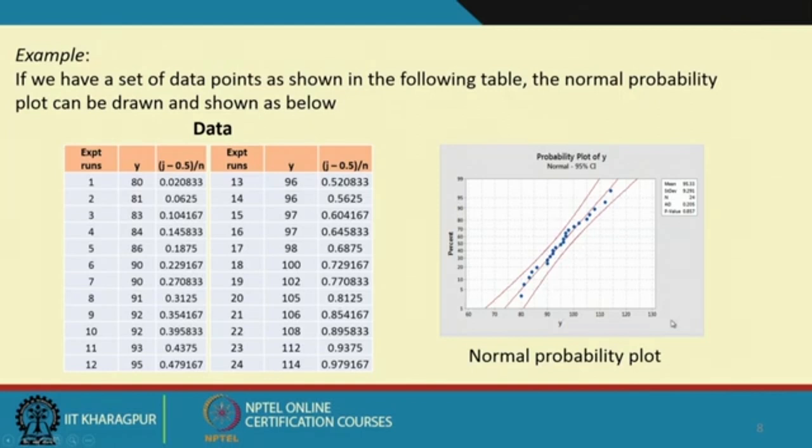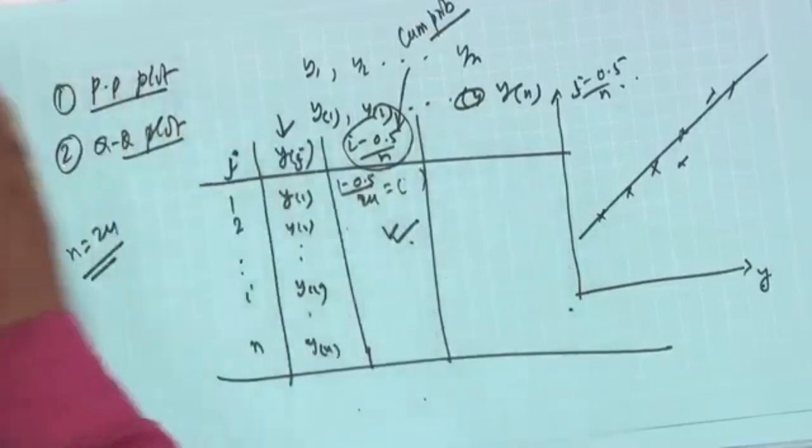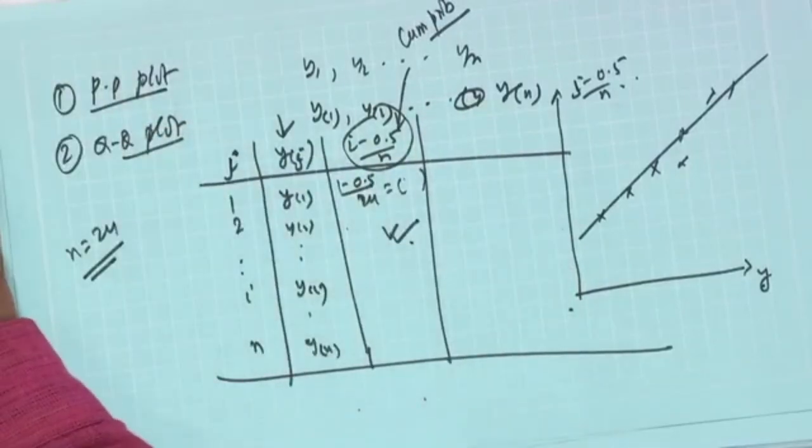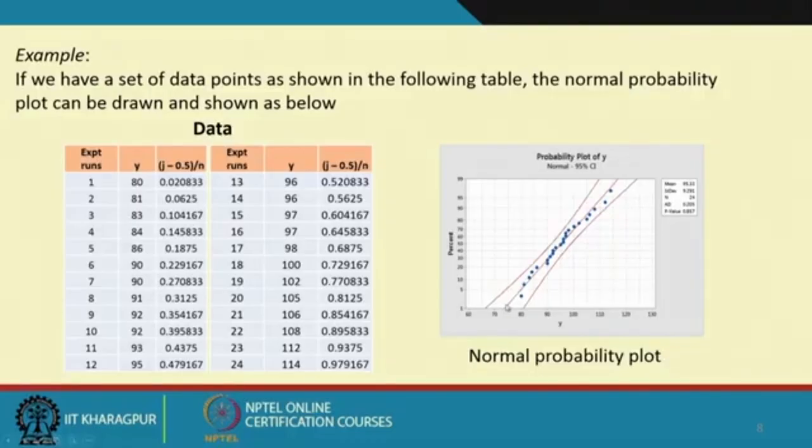This is a normal probability plot; that normal probability paper you have to use. This side is the percentage, which is nothing but i minus 0.5 by n, or j minus 0.5 by n, and this axis is the y values. We have used Minitab, and that is why we got this kind of plot. Now, you see the middle one is the line joining them. This is a straight line kind of thing.